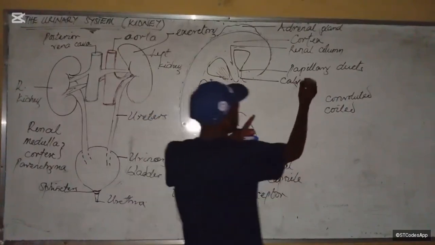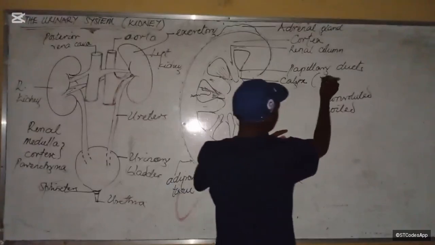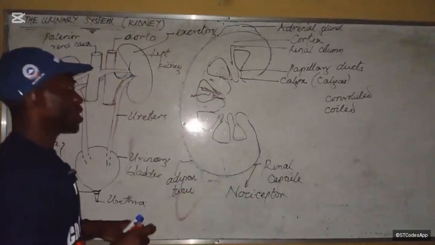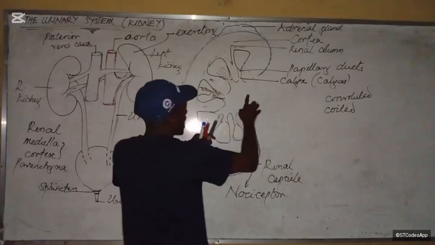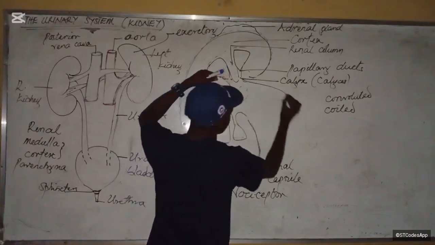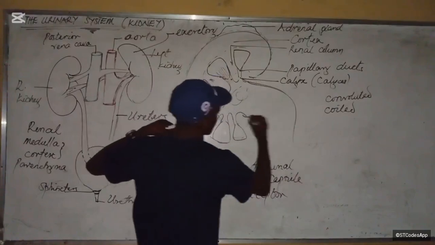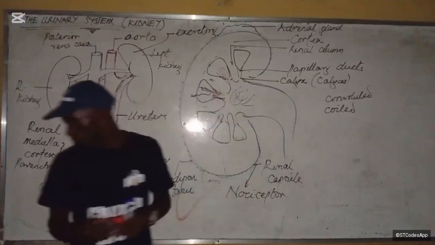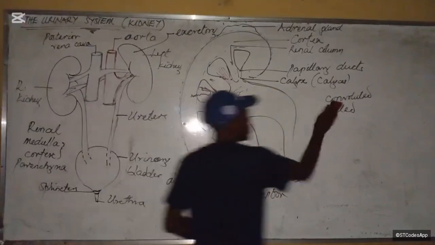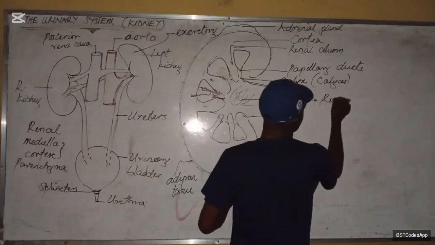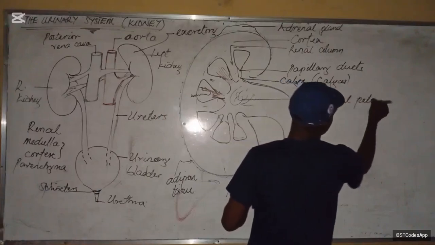Now, singly, we call them calyx, but in plural, we call them calyces if there are more than one. Calyces. All right. So these calyces now enter into this space here, and this space here is called the renal pelvis.